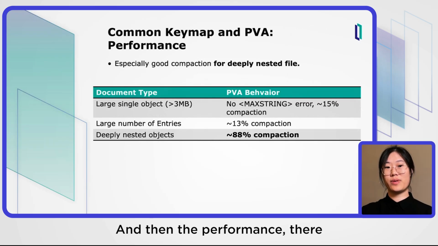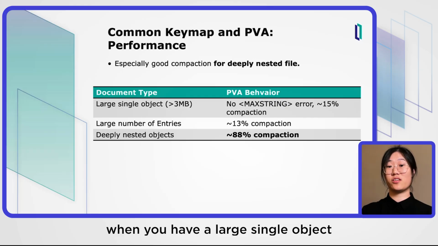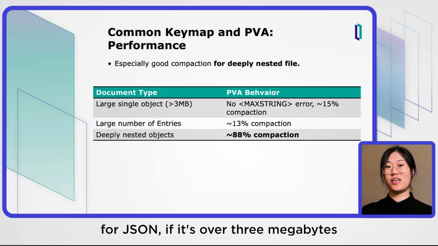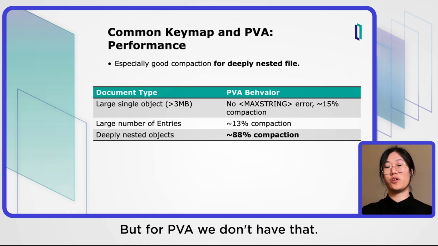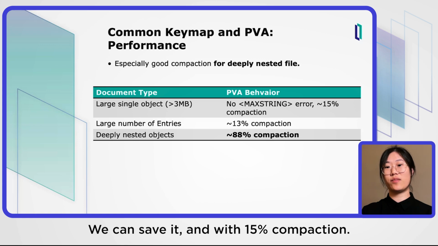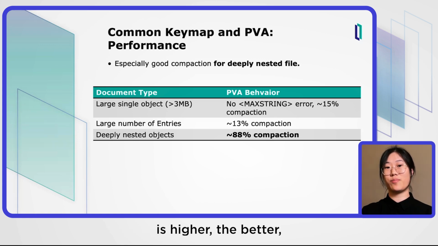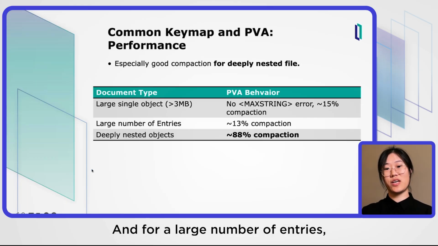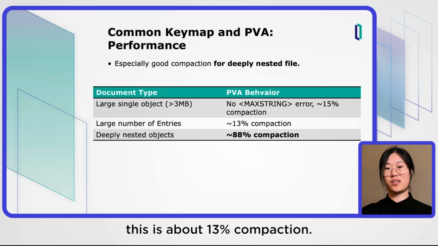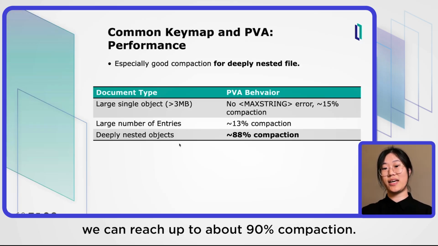And then the performance, for 3 scenarios. When you have a large single object, for JSON, if it's over 3 megabytes for the string, we'll have a max string error. But for PVA, we don't have that. We can save it, and with 15% compaction. And for the number of compactions, the higher the better, the more compact your storage becomes. And for large number of entries, this is about 13% compaction. And for deeply nested objects, we can reach up to about 90% compaction.